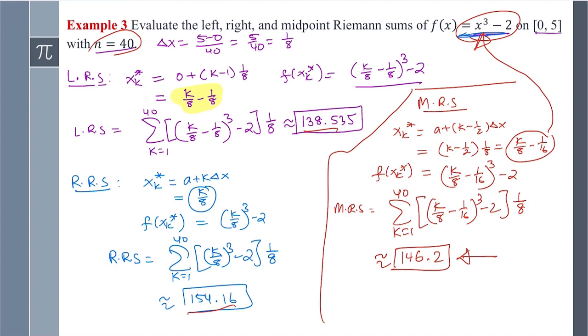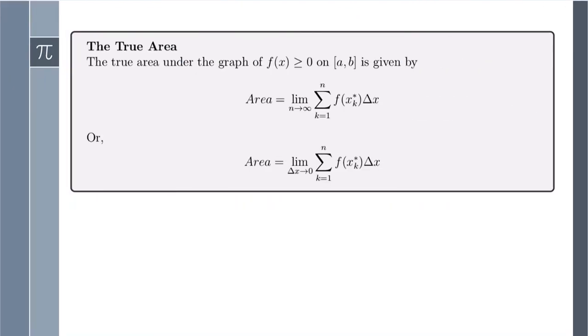So in order to find the exact area, what we are going to do is find the Riemann sum with n rectangles. We're not going to specify what n is, we'll just take n. And then we'll take the limit as n approaches infinity. That is going to give us the exact area under the curve.